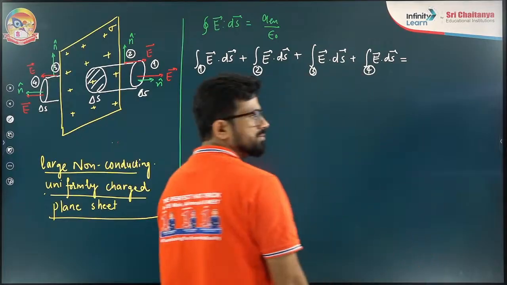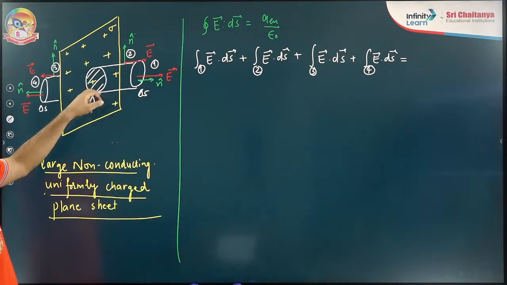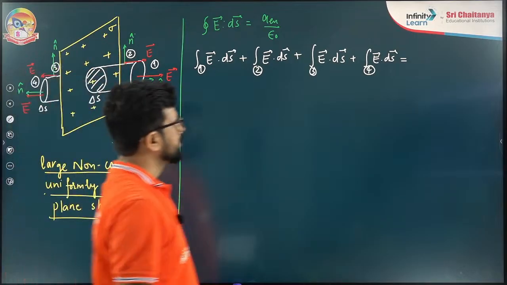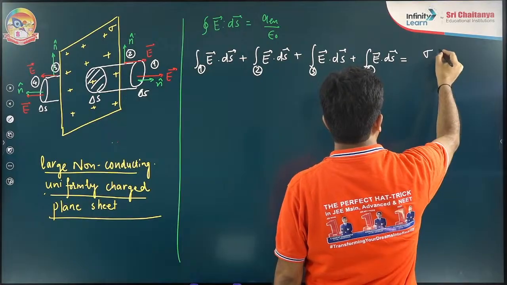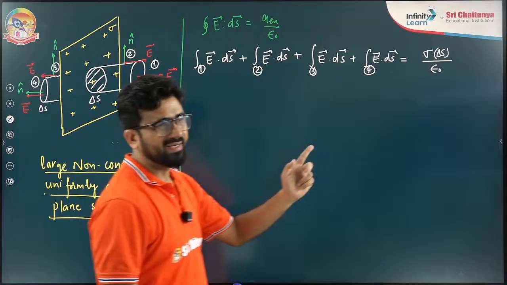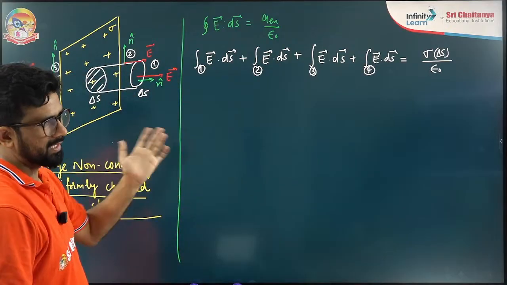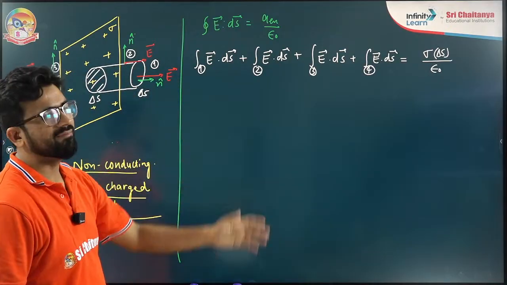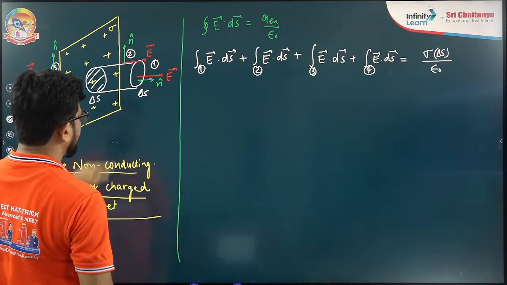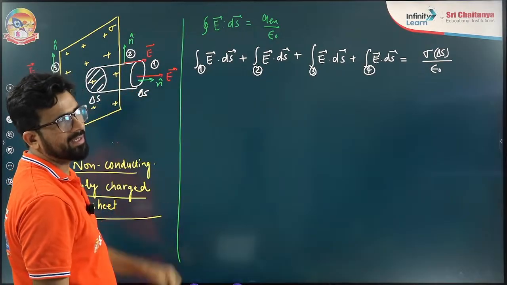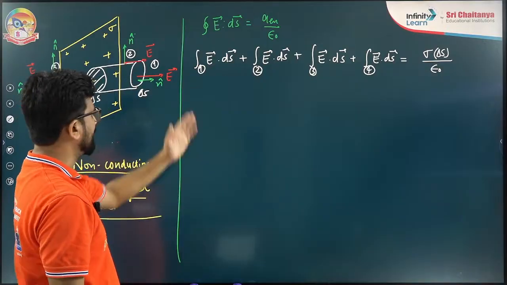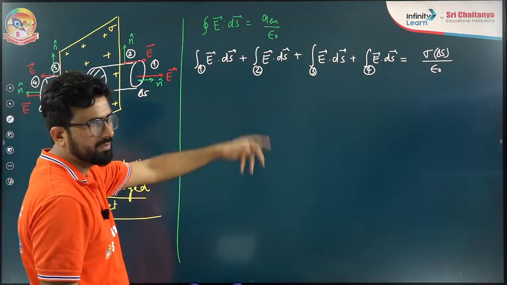So how much is enclosed? The enclosed charge is this parallel region. What is the area? Delta S. What is the sigma? That is sigma only. So directly you will say charge is equal to surface charge density into area, divided by epsilon naught. I think it is clear to everyone. Now if it is clear, then we can solve this question very easily. What will you see in surface 1? In surface 1, E and dS are both in the same direction. That means their dot product would be E dS only, because E dS cos 0 is equal to 1.